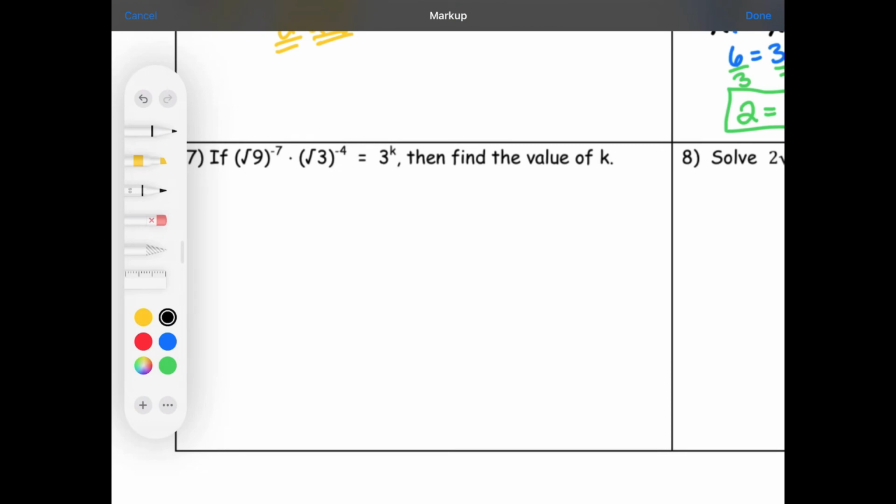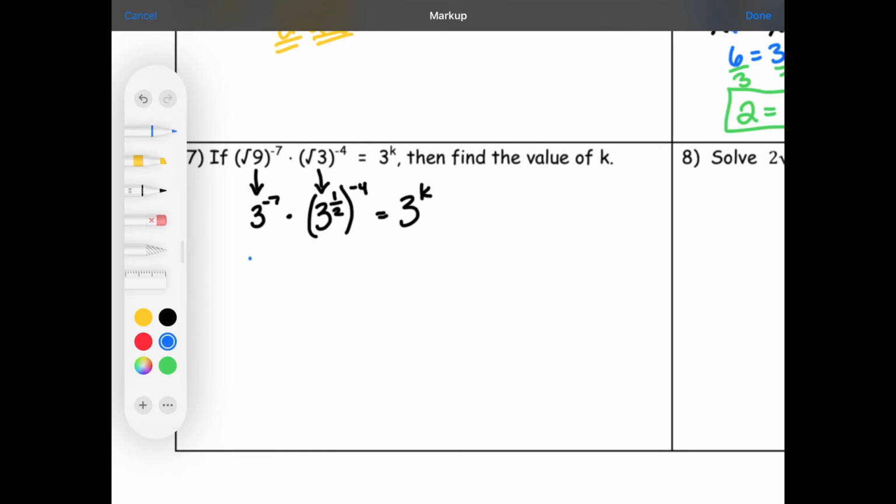Square root of 9 is 3. So let's change it. We're going to want all these bases to be 3. So we have 3 to the negative 7th. Now the square root is the same as something to the 1/2 power. So the square root of 3 we're going to write as 3 to the 1/2, but that's all being raised to the negative 4th equals 3 to the k.